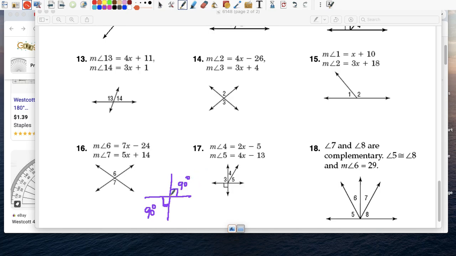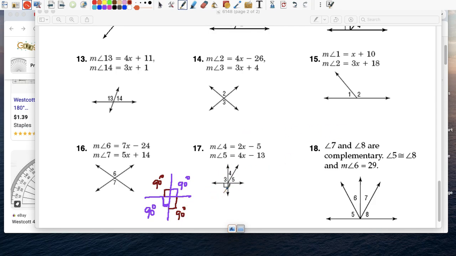And guess what? If that's 90 and this is 90, think about a straight line. Let me erase this for a second. I'll put it right back. So if I told you that this is 90 and I asked you for this side here, what would that be? Well, the whole thing is 180. So 180 minus 90 equals 90. So this ends up being 90, and this ends up being 90. Great.